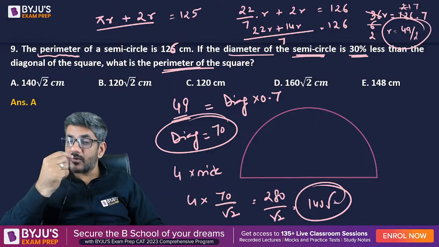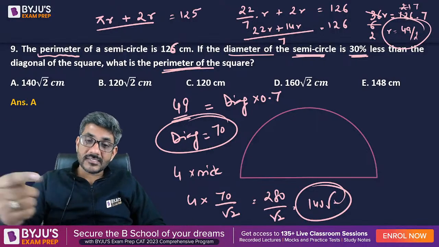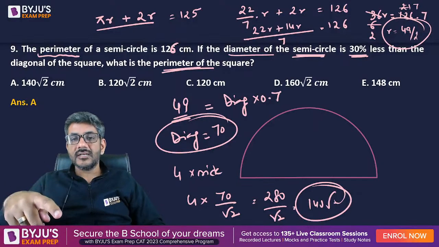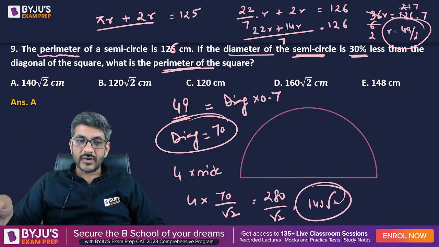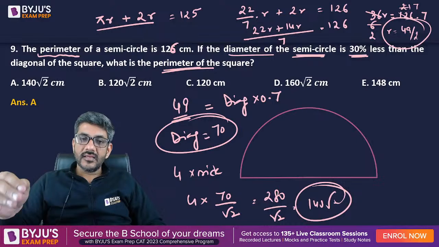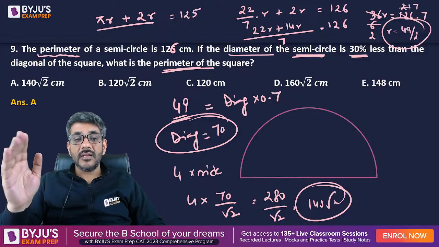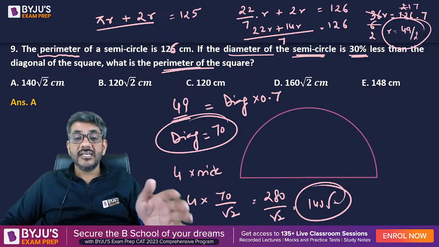Perimeter of a semicircle बोलेगा it is circular part plus the diameter. So circular part is half of 2 pi r plus the diameter is 2r. Their sum is 126. We solved it for r, we got 49 by 2. This 49 by 2 is radius, so diameter is 49 and that is 30% less than diagonal.